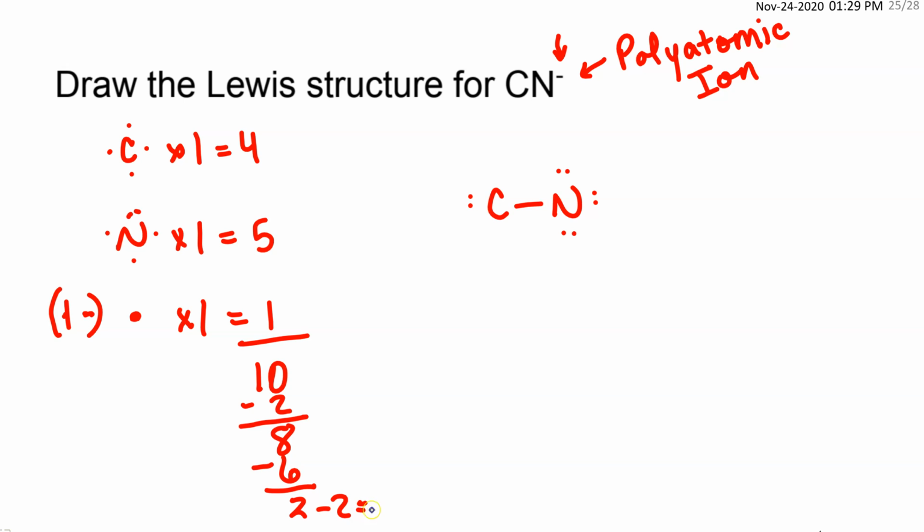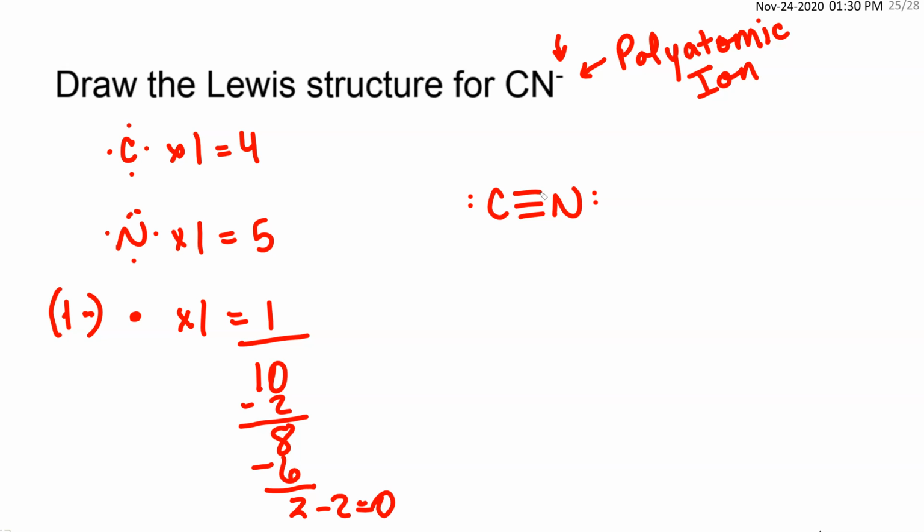Problem is, carbon doesn't have an octet. Right now it only has 4 valence electrons. So when the inner element doesn't have enough valence electrons, and I don't have any valence electrons left over, I pull a pair in to form a multiple bond. Carbon now has 6, nitrogen still has 8. Unfortunately, carbon doesn't have enough, so I pull in another pair to form a multiple bond. Now carbon has 8, now nitrogen has 8.